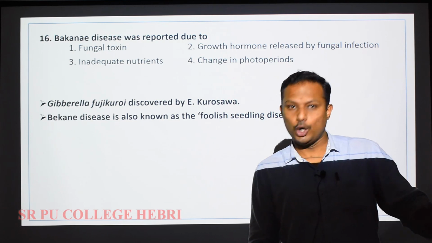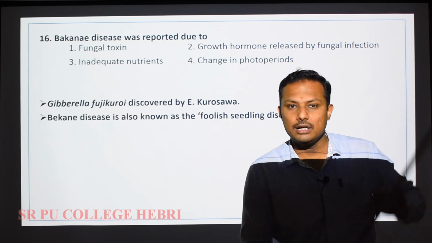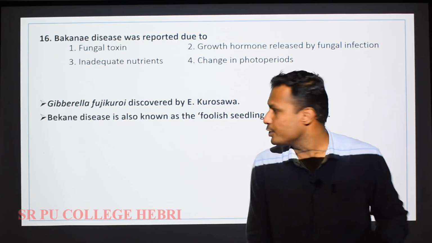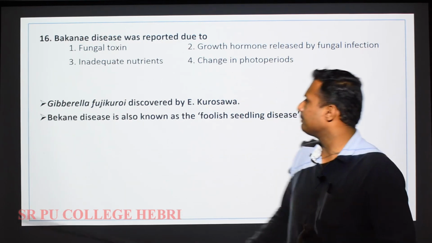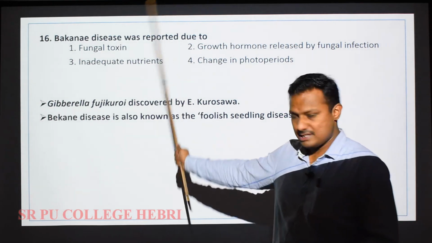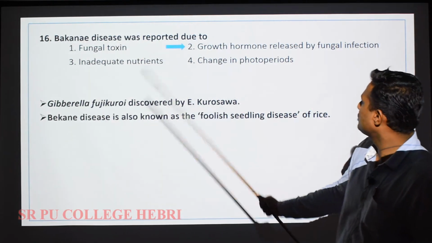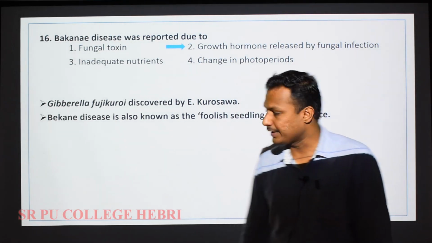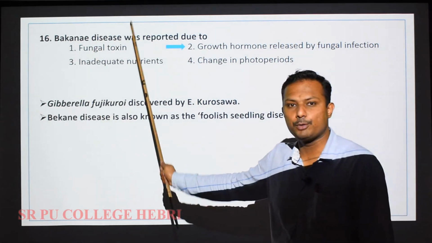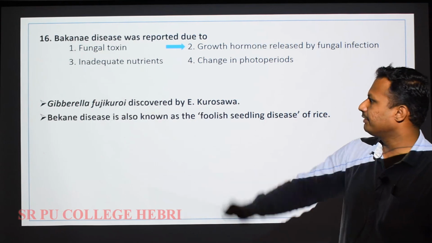acids, they are not only the disease causing or harmful chemicals produced by this one, but these are also naturally produced chemicals in the plant body, right? So this is also a fungal toxin. This is also, more appropriately, a growth hormone released by the fungal infection, right? So you need to choose the most appropriate answer here. So I hope you have followed this one.